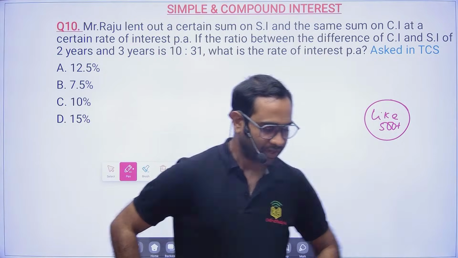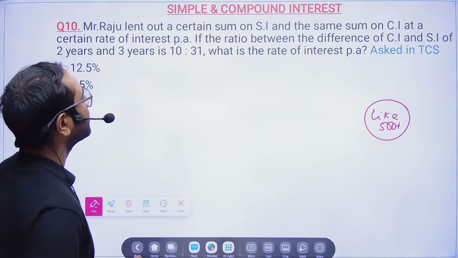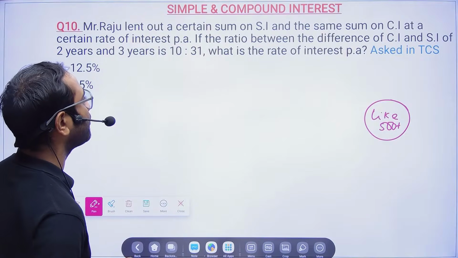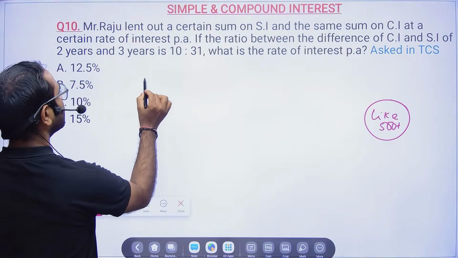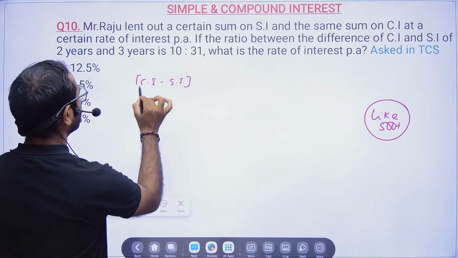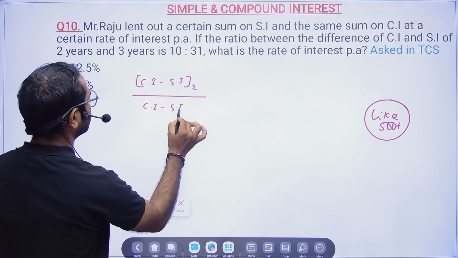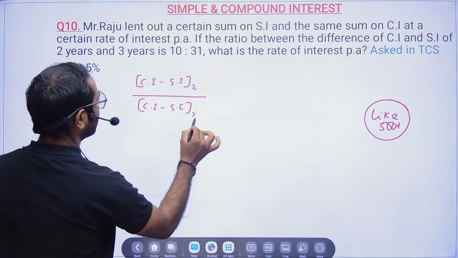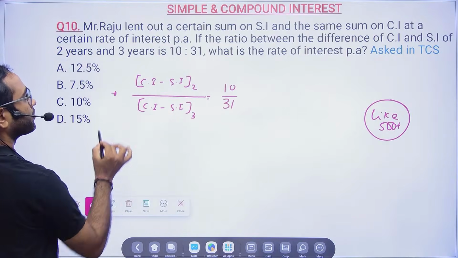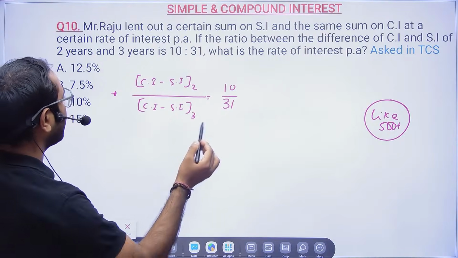Let us see. Mr. Raju lent a certain sum on SI and the same sum on CI at a certain rate of interest. If the ratio between the difference of CI minus SI for 2 years and the difference of CI minus SI for 3 years is equal to 10 by 31, correct? Okay. They are asking what the rate of interest is, again asked in TCS.